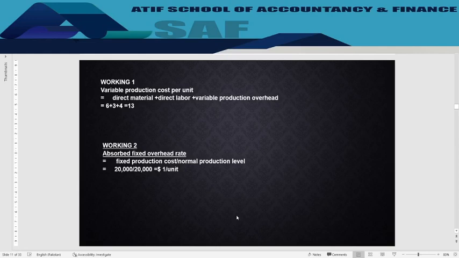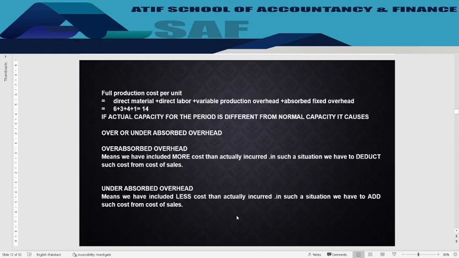First working is the calculation of variable production cost per unit. The variable production cost per unit consists of direct material plus direct labor plus variable production overhead. 6 plus 3 plus 4 is equal to 13. Next working is the calculation of absorbed fixed overhead rate, which can be calculated by dividing fixed production cost by normal capacity. Here the fixed production cost is $20,000 and the normal production capacity is 20,000 units. So the absorbed fixed overhead rate is $1 per unit. Next is the calculation of full production cost per unit, which is the sum of variable production cost plus fixed rate, and it is equal to 13 plus 1, $14 per unit.